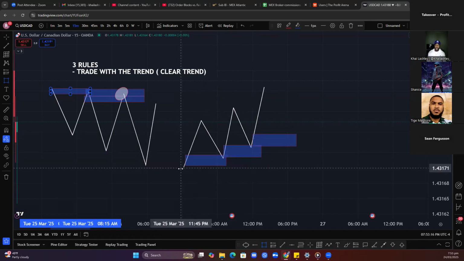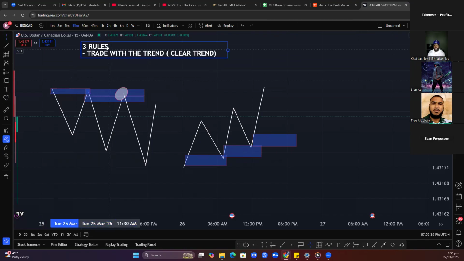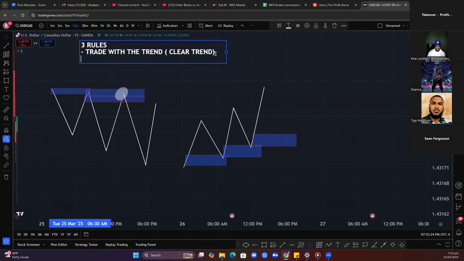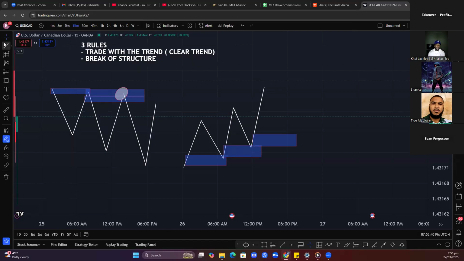This is what we're working with. We work with the trend. That's rule number one. We go with the trend. Rule number two: you want to get a break of structure. That's your next clear indication as well.